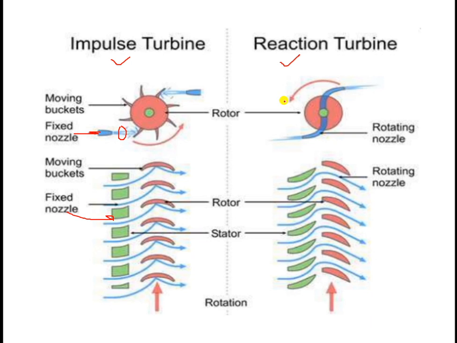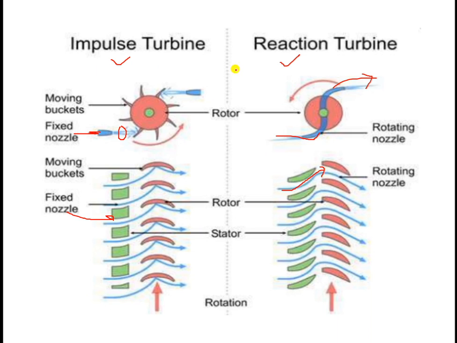In this case, the fluid which is coming in will be moving over the blades, so that it will give a certain kind of reaction as per Newton's third law of motion. Here we have the rotor and stator, fixed and moving blades; this is actually the rotating nozzle, so that we can get the rotation of the turbine blades, in turn the rotor as well as the shaft to which the generator is coupled. So this is the basic difference between impulse and reaction.